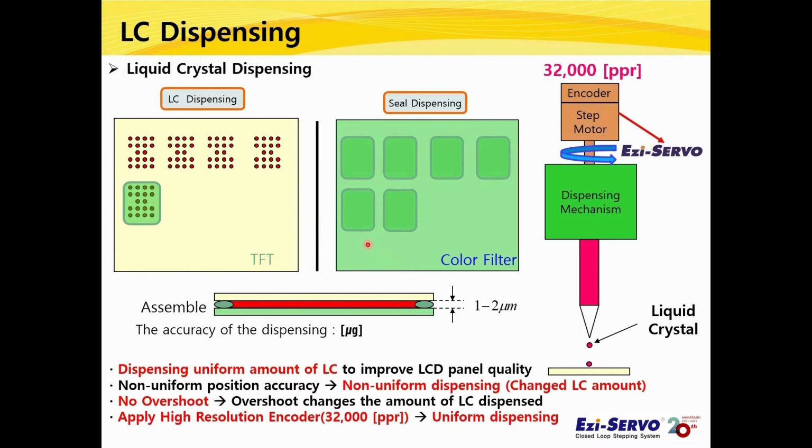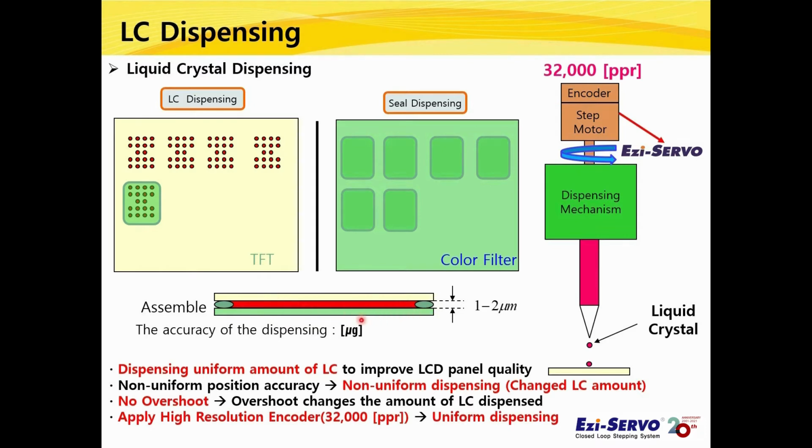A certain amount of liquid crystal is dropped on the TFT panel as shown in the picture. Glue is applied to the color filter as shown in the picture. And then, the part where the liquid crystal is dropped on this panel is bonded to the color filter on the right. When bonded together, the TFT is this part, the color filter is this part, this is the glue, and this red part is the liquid crystal.